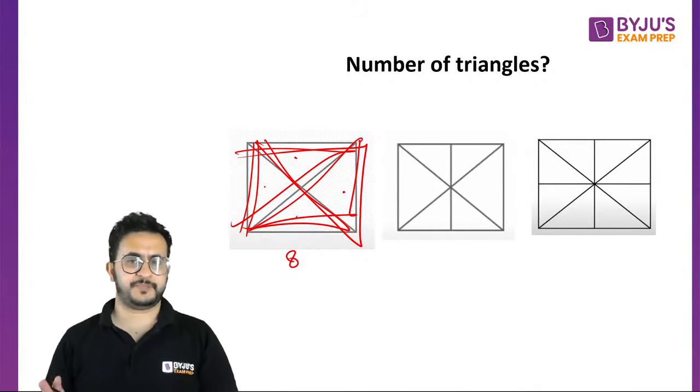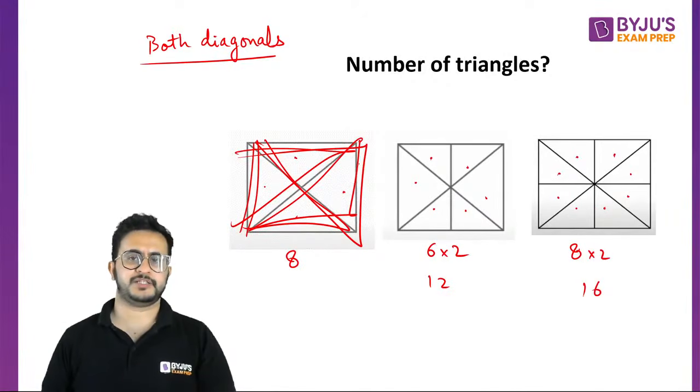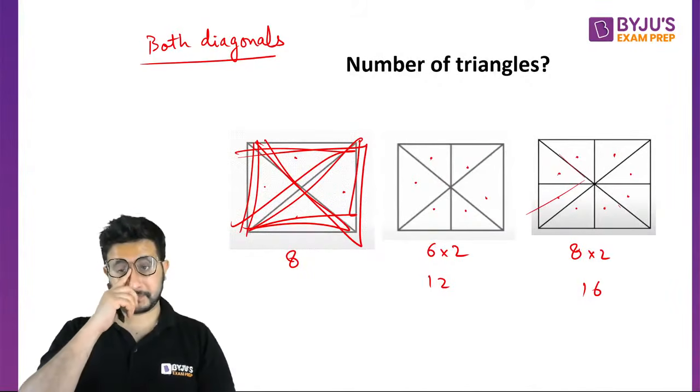There is a very simple concept in this. Whenever you have both diagonals, like you have both diagonals, right? So count the number of smaller triangles. 1, 2, 3, 4, 5, 6. 6 triangles into 2, that will be 12 triangles. Okay. 1, 2, 3, 4, 5, 6, 7, 8. 8 into 2, 16 triangles. The condition is both diagonals of the square or rectangle should be present. Right. So here also we have both the diagonals. Here also we have both the diagonals. Okay. That is the number of triangles in this.